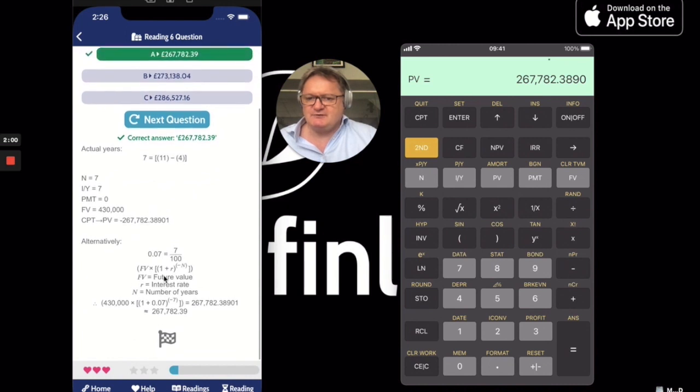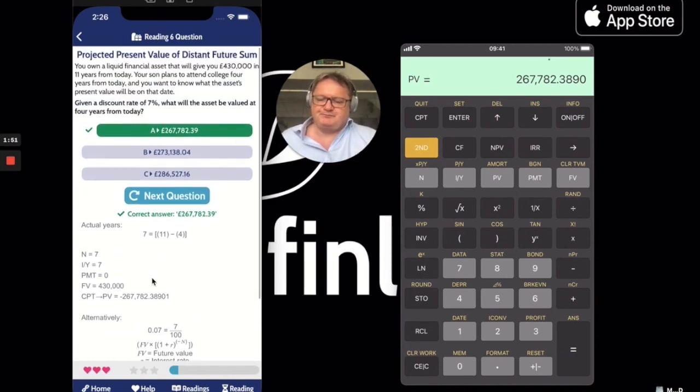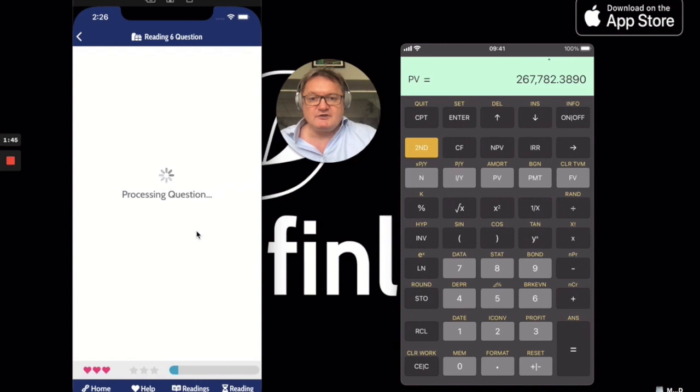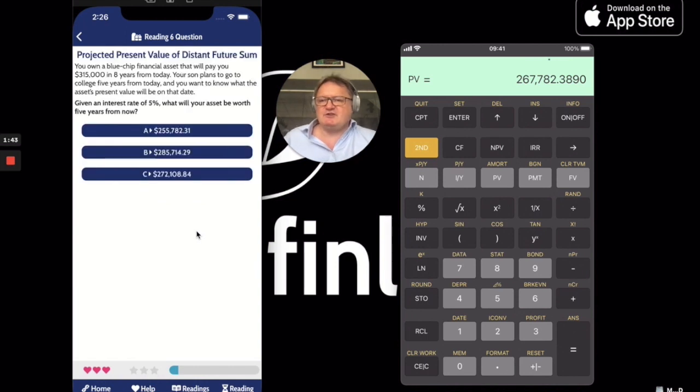So that is the calculator way of doing things. If you want to do the equation way, here it is. It's just a present value equation, but again we need to reduce that number of years. I would always do this in CFA exams using the calculator method. I'll do one more as quick as I can. So here's the question coming up now.